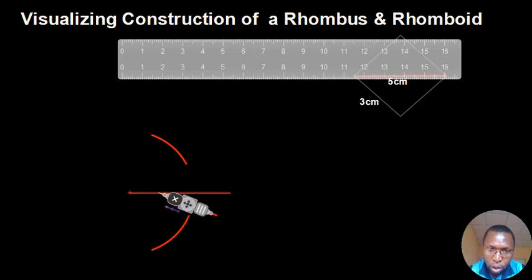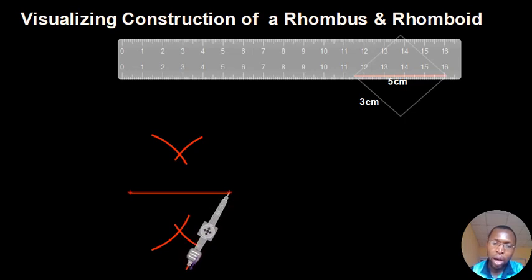Let me move it. So now you take it to the other edge of the line with the same radius, 3 centimeter. Do not tamper with it. Rotate it and strike another arc to intersect this. Swing it downward to intersect the second one as well. Let it intersect the second one this way. Boom. You have succeeded. You can now take away your compass.